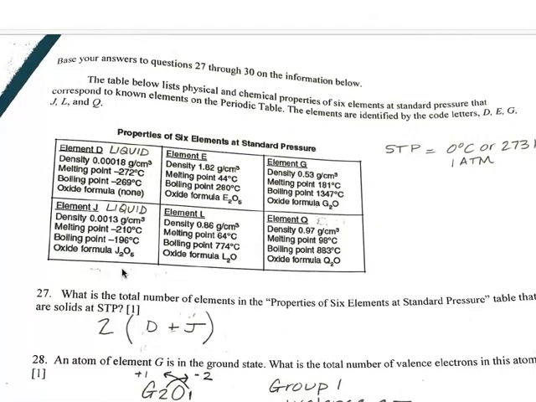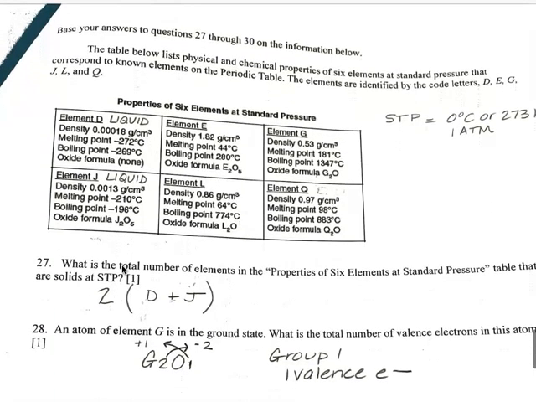So, here they're giving us a fictitious periodic table, so to speak. They're giving us lists of physical and chemical properties of 6 elements at standard temperature and pressure that correspond to known elements. You don't know what they are, but they're identifying these elements by the letters D, E, G, J, L, Q. So we have 6 elements. STP means 0 degrees Celsius, or 273 Kelvin, and 1 atmosphere.